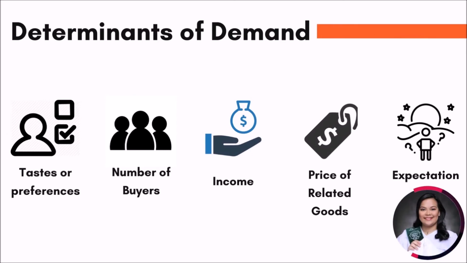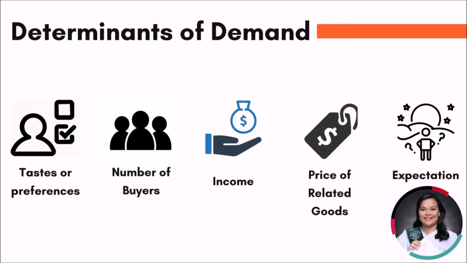There are five determinants of demand. The first one is the taste or preferences. If consumers have a favorable response regarding the good, demand will increase, making the demand curve shift to the right. On the other hand, an unfavorable response of consumers on the good will decrease demand and will shift the demand curve to the left.